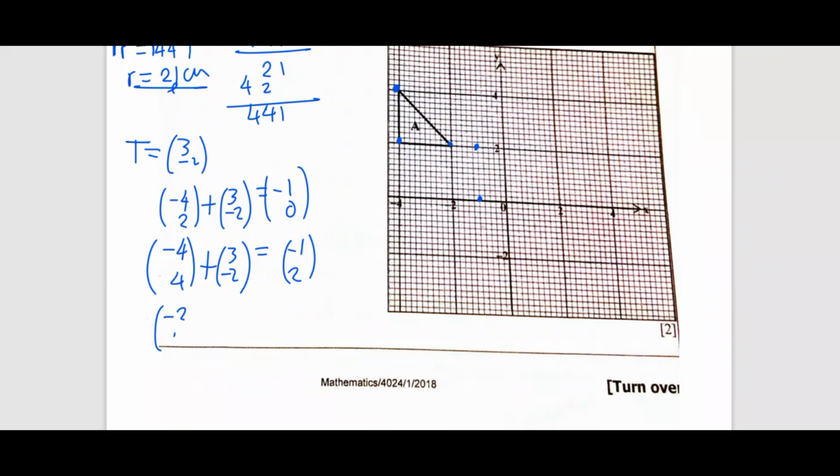-2, 2 plus translation vector. So -2 plus 3 is 1. 2 plus -1 is 0. So 1, 0 is here. So this is our image. So the translation is just like the movement of an object in a certain direction without rotating.